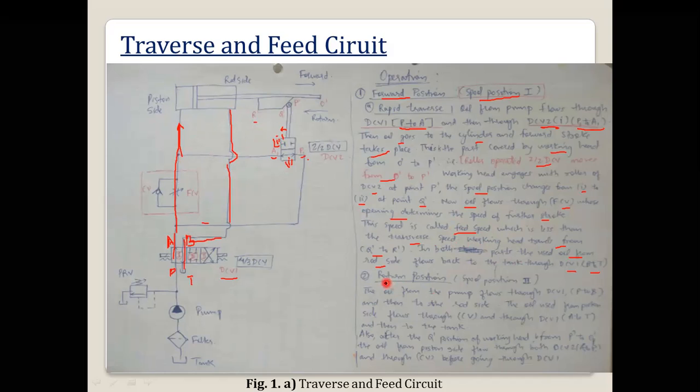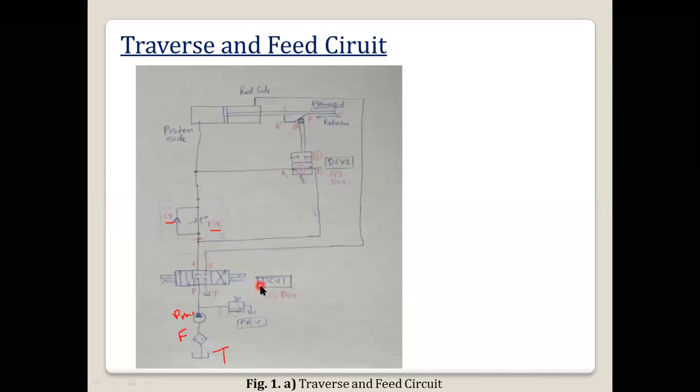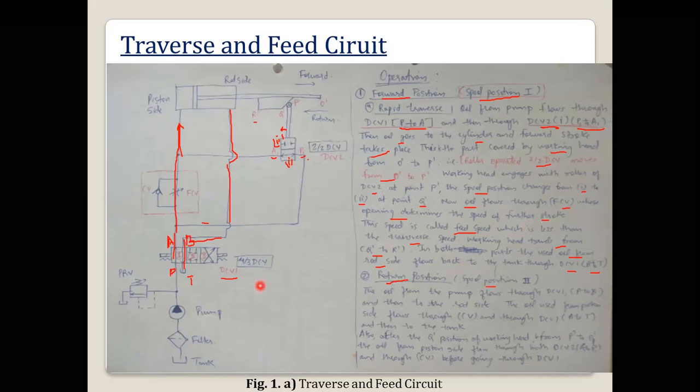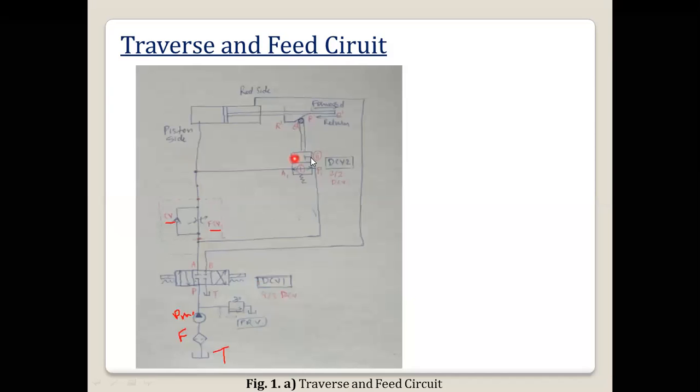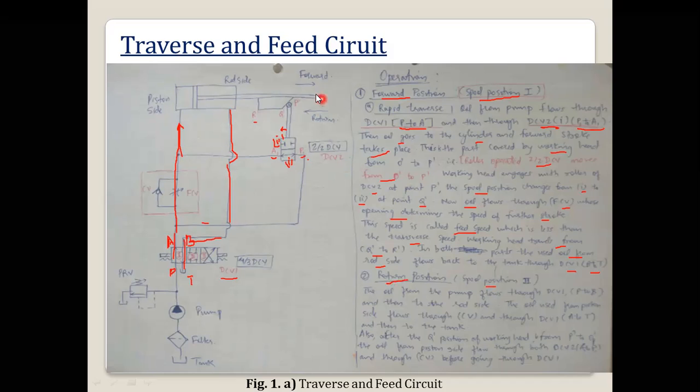Then in the return position, what will happen? For the return position, I have to change from position 1 to position 2. Since the rod has initially extended, it has to come back to its original position. At that time, the roller was at the R dash.